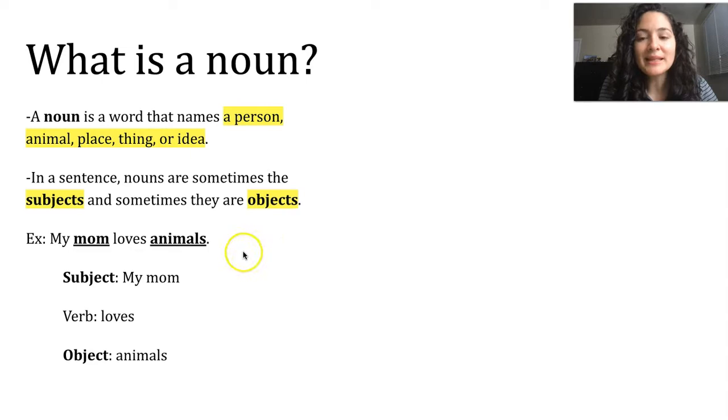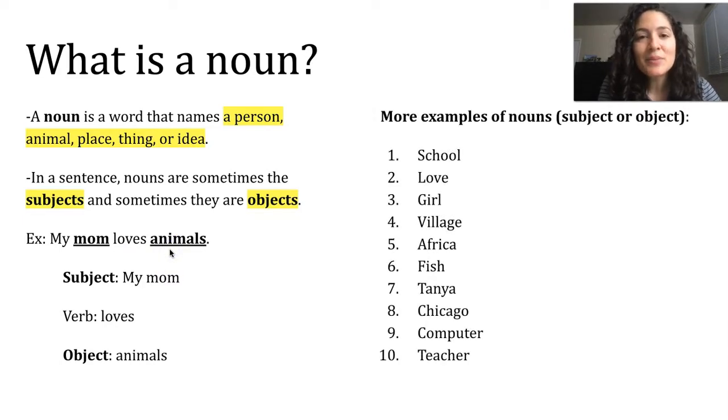For example, in this sentence, my mom loves animals. My mom loves animals. Mom is the subject, a noun. Animals is a noun, but here it is the object of the sentence. Here are some more examples of nouns. Remember, the noun can be the subject or the object of the sentence, or both. That is the noun. The job of the noun is to be the subject and or the object of a sentence.